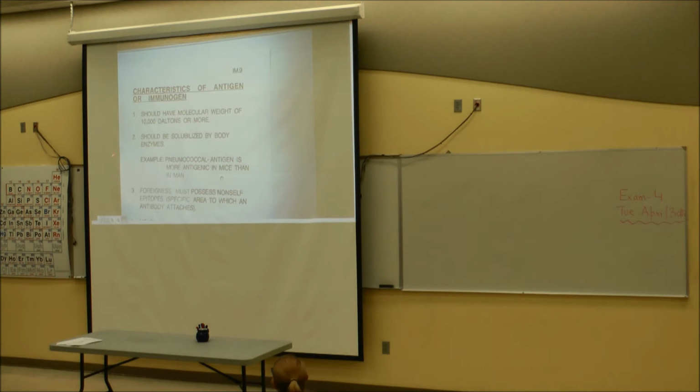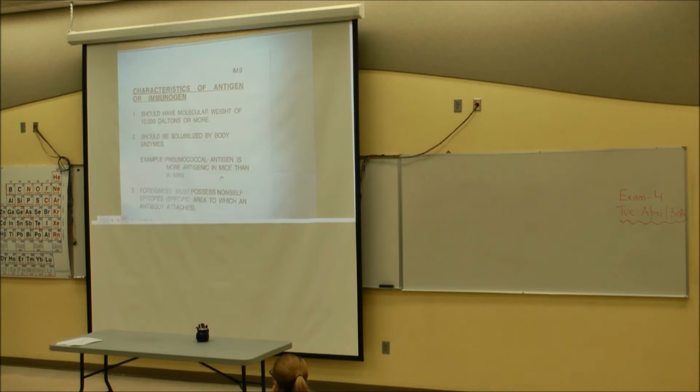First criteria for an allergen, molecular weight. Minimum 10,000 Dalton. Let's say if it is 8,000 Dalton, what would you call it? Hapten, H-A-P-T-E-N. An incomplete antigen is called a hapten. It must react with another hapten to become a complete antigen. So two haptens can react together to become a complete antigen.